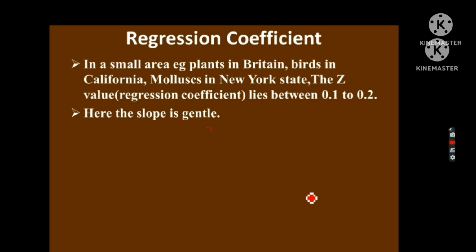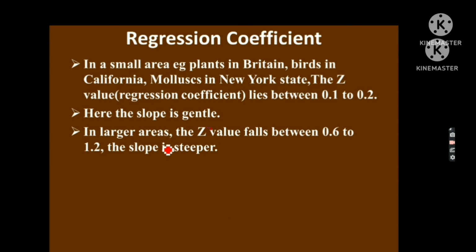On the contrary, here the slope is gentle. But in larger areas, like if you take all the animals across the continents, then the Z value falls between 0.6 to 1.2. That time the slope is steeper. You remember this range and keep, okay? If it is 0.1 to 0.2, it means slope will be gentle. If the Z value is between 0.6 to 1.2, slope is steeper.